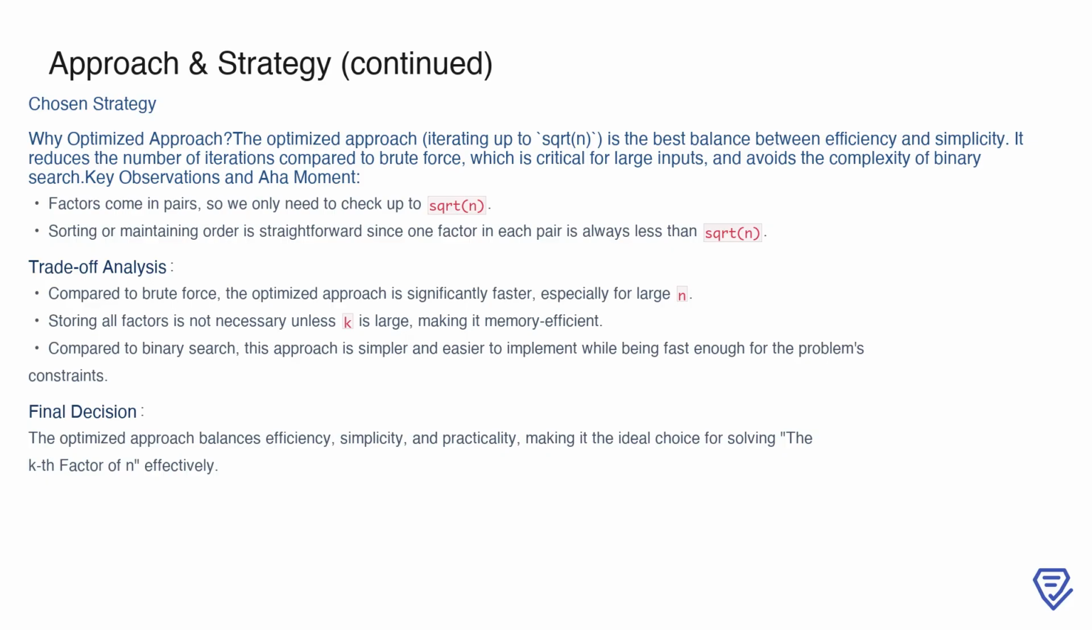This method is significantly faster, especially for larger values of n. Moreover, it avoids the memory overhead of storing all factors unless k is large, making it efficient in terms of space as well. While the binary search approach is faster in theory, it is harder to implement and not necessary given the problem's constraints. Thus, the optimized approach is both practical and effective, making it the ideal choice for finding the kth factor of n.